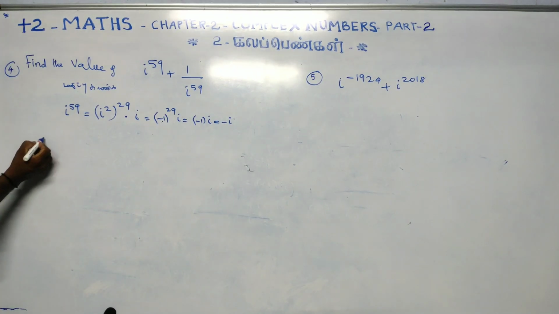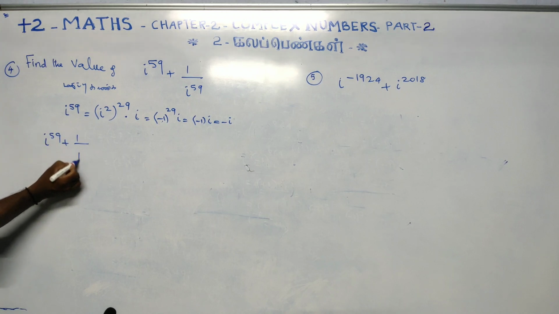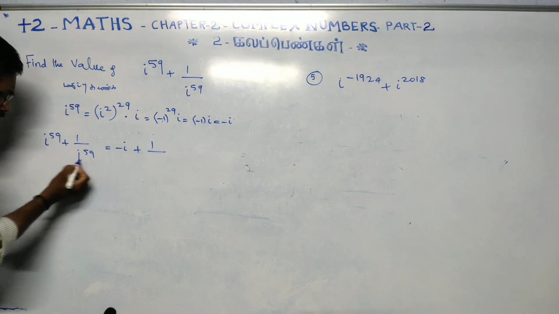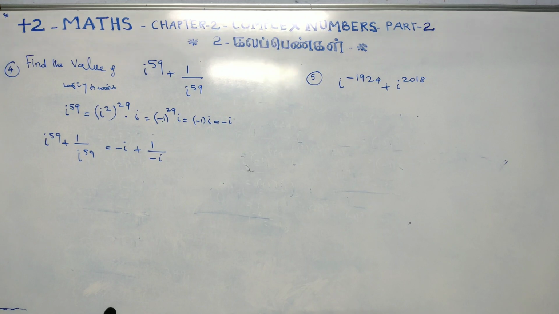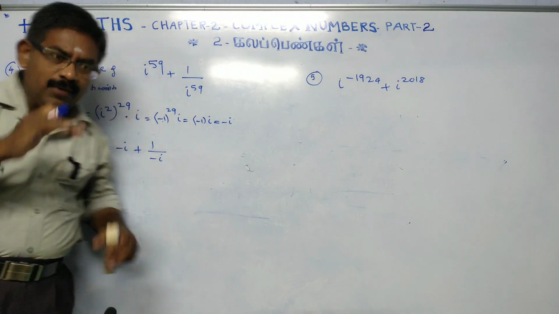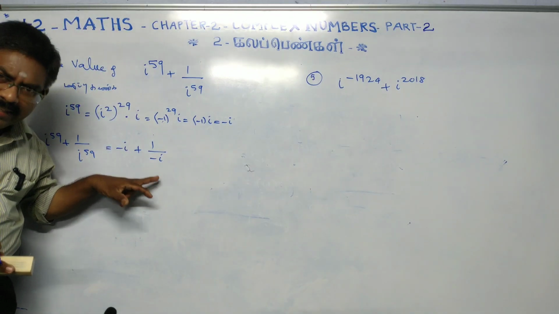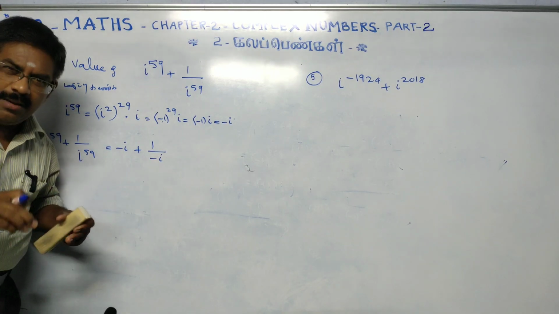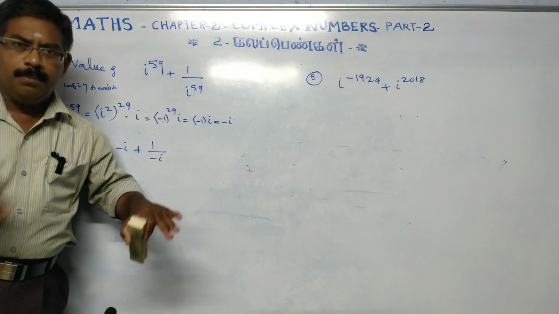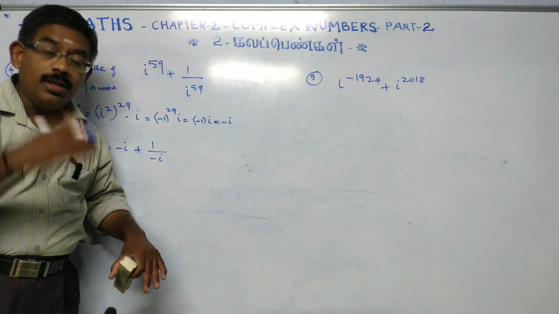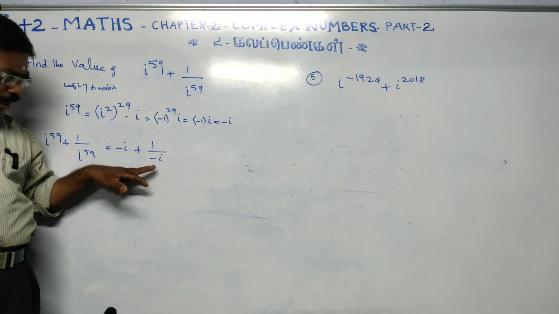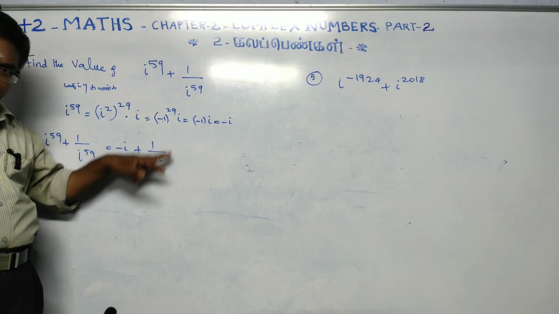Now i power 59 plus 1 by i power 59 means this value is minus i plus 1 by minus i. Okay, 1 by minus i. How can we remove the i in the denominator? If a real number comes in the denominator, that is finished. In case an imaginary number comes, we have to remove it. How can we remove it? By multiplying its conjugate on both numerator and denominator. The conjugate of minus i is plus i, so multiply above and below.